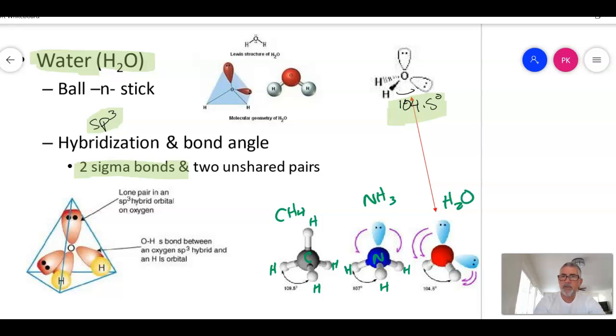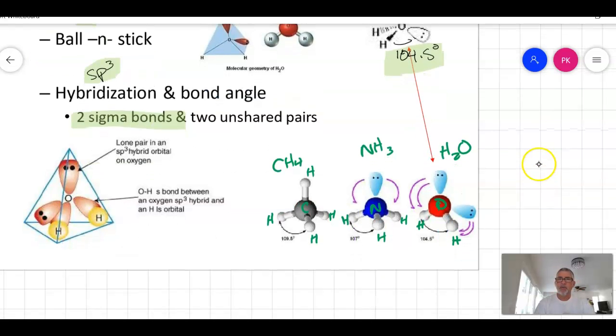And this is my H2O. So here we have O in the middle. We have a couple of H's here, and we have our unshared pairs, and they're pushing those bonds down, so I get 104. So the more unshared pairs I have, the more it squeezes it toward the bottom.